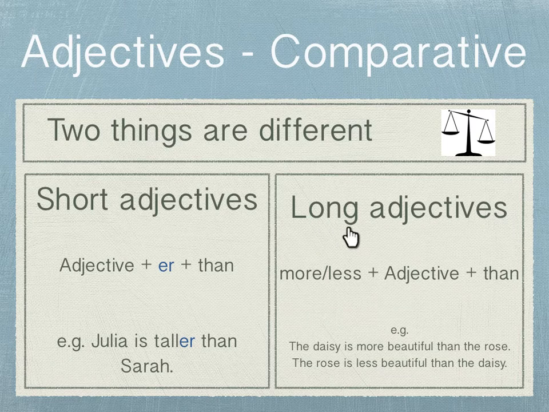If the adjective is long, then we would say that the person or the thing is more or less, then we put the adjective and then comes the word than. For example, the daisy is more beautiful than the rose, and the rose is less beautiful than the daisy. We're using opposite sentences, using the words more or less differently.